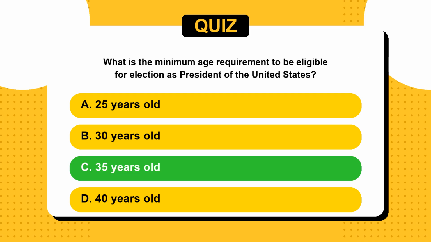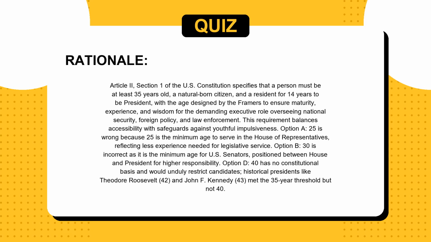The answer is C. Article 2, Section 1 of the U.S. Constitution specifies that a person must be at least 35 years old, a natural-born citizen, and a resident for 14 years to be president, with the age designed by the framers to ensure maturity, experience, and wisdom for the demanding executive role overseeing national security, foreign policy, and law enforcement. This requirement balances accessibility with safeguards against youthful impulsiveness.